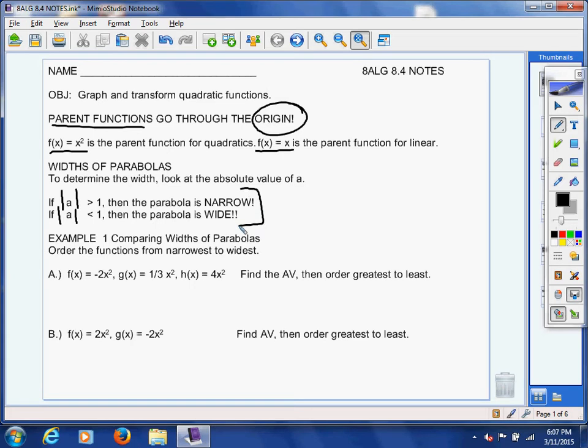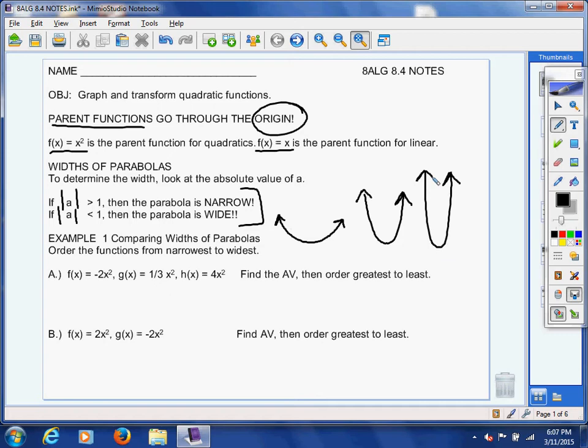It's a narrow parabola if the absolute value of A is greater than 1. So if it's a number that's pretty big, we're talking 1.5, 2, 2.5, 3, the bigger that number is, the more narrow it's getting. That parabola is getting super skinny. So you can have some that are really wide like that, or some that are really super skinny, and maybe even skinnier than that, okay?